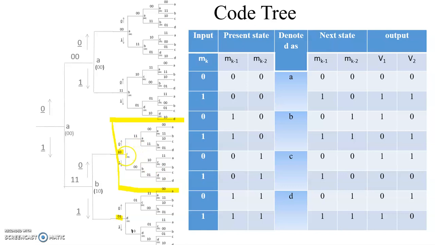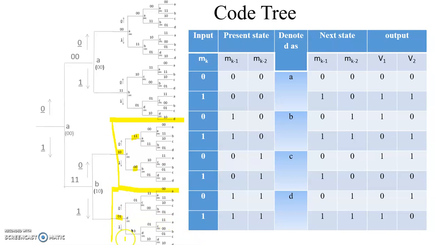So at present state C, input is 0. The next state we are going to is A, that is 0 0, and output is 1 1. Present state is 0 1, that is C state. Input is 1. The next state we are going to is 1 0 and the output is 0 0, written here. Then we are at state D.